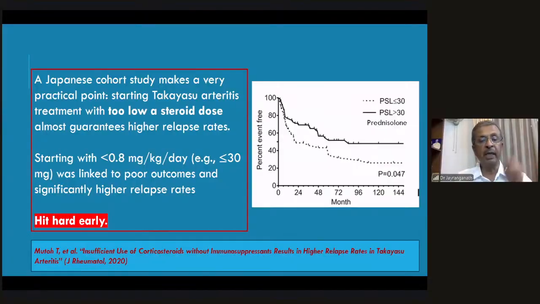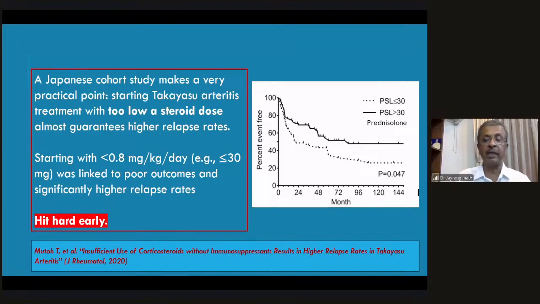A Japanese cohort study clearly mentioned one very practical point: starting a very low dose of steroid almost guarantees very high relapse rates. That means starting at less than 0.8 milligram per kg per day was linked to very poor outcomes and significantly high relapse rates.